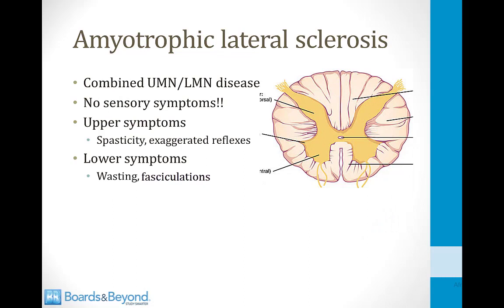Next condition we're going to talk about is called amyotrophic lateral sclerosis, and this is a disease where, for reasons we don't completely understand, neurons begin to die. It's a combined upper motor, lower motor neuron disease. So let's look at this spinal cord cross-section on the right. In ALS, patients will lose their anterior horn cells, and this is what gives them the lower motor neuron symptoms. They also lose their corticospinal tracts traveling here in the lateral white matter, and that gives them the upper motor neuron symptoms. Importantly, there are no sensory symptoms.